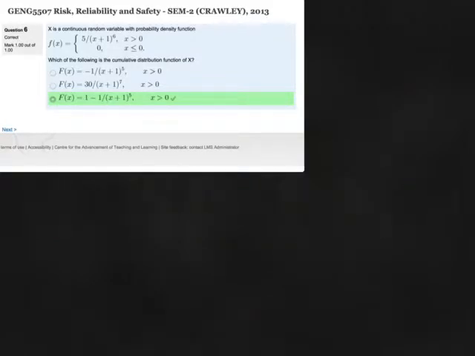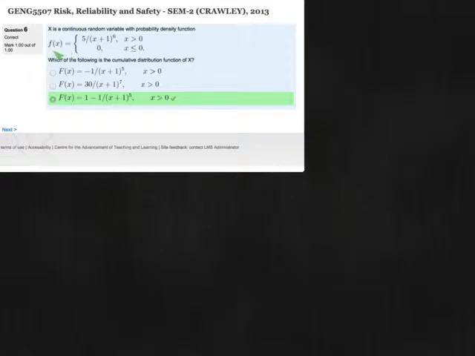Okay, we got week 1, question 6. Here's a good one to test my integration skills. We'll see how it goes. So basically we've got a continuous random variable, and there is the probability density function.